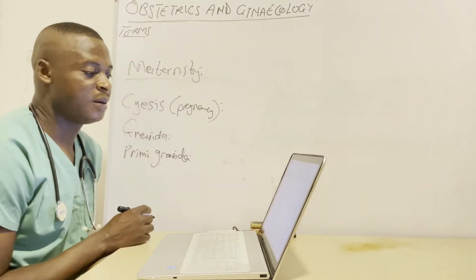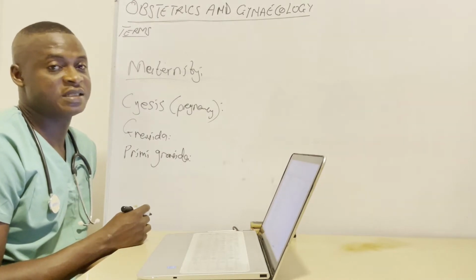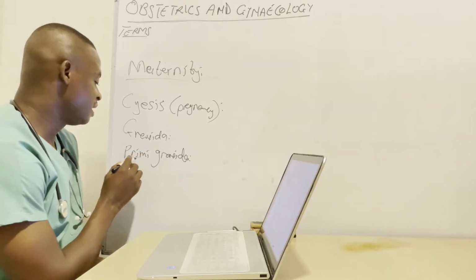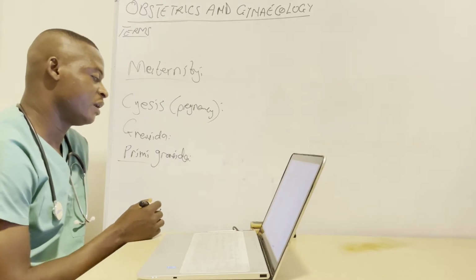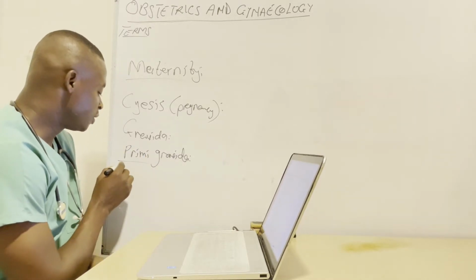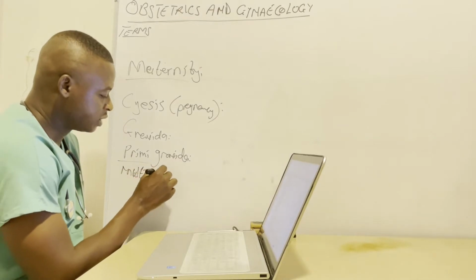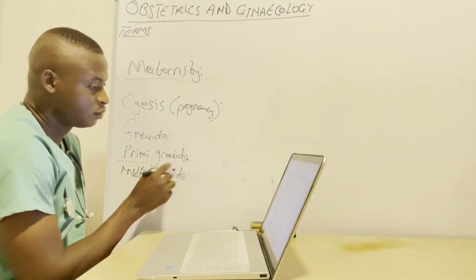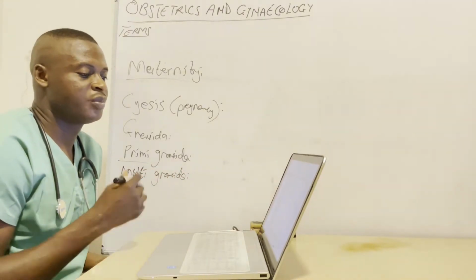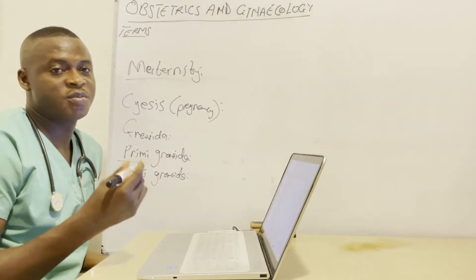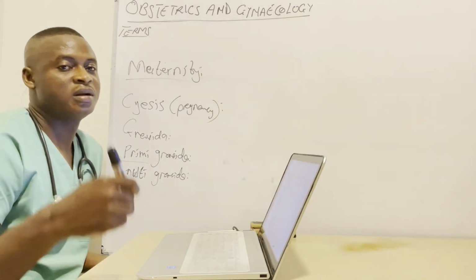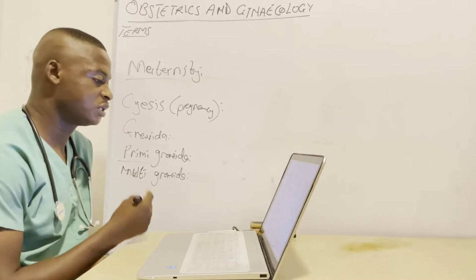So primigravida means being pregnant for the first time. So when you're pregnant for the first time, it's primigravida. You're pregnant for the first time. Let's look at multigravida. Multigravida, one who has been pregnant more than once. So if you get pregnant the first time, and you get pregnant a second time, from the second one going, it's multigravida.